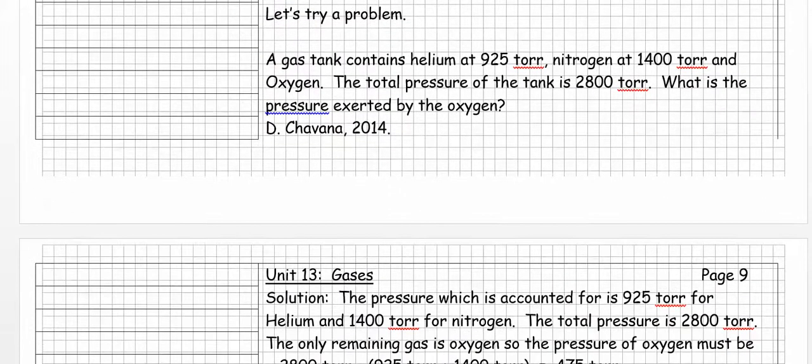Here we go. A gas tank contains helium at 925 torr, okay? Nitrogen at 1400 torr, and some oxygen. Doesn't say what the pressure of oxygen is. But it does tell us that the total pressure is 2800 torr. And they want to know what is the pressure exerted by the oxygen, right? So let me write the symbolism for this. So we're going to say the pressure exerted by the oxygen is equal to, I don't know, that's what I'm trying to find out, okay? That's how you write the symbol though.